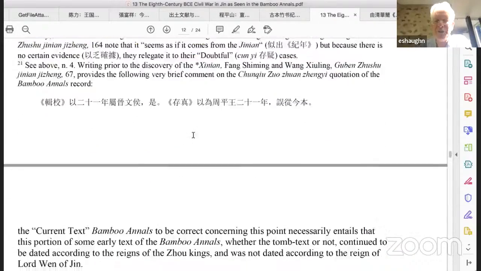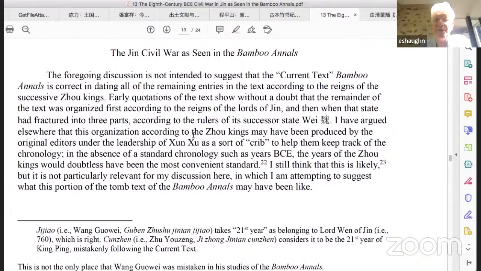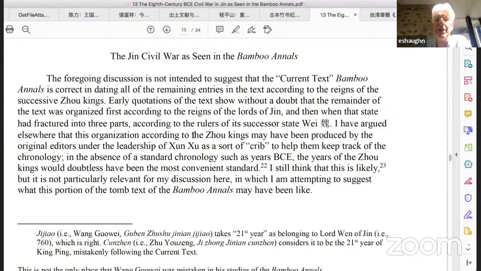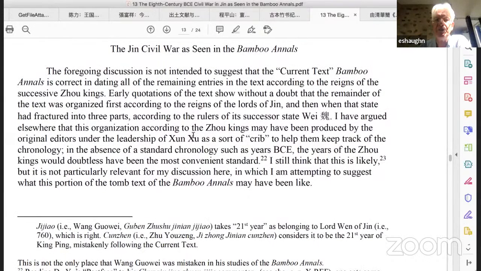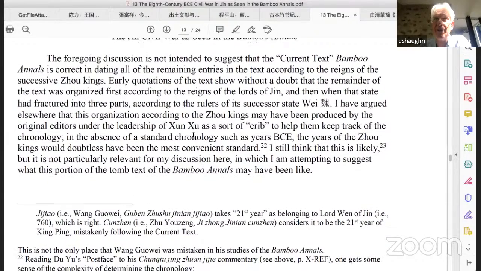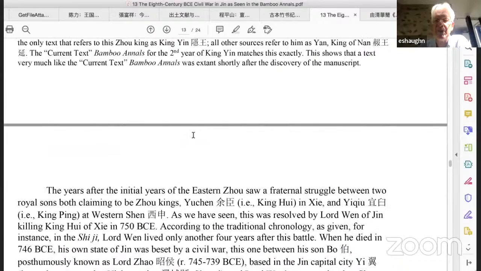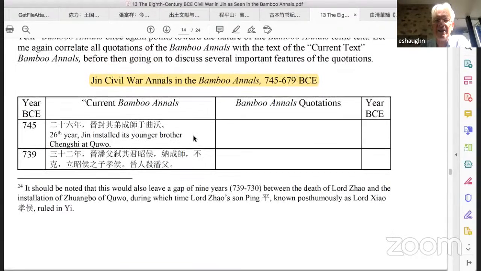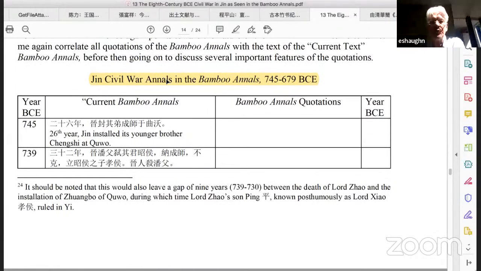Now, if we look at the quotations again of the Zhushu jinian, what we would normally call the Guban Zhushu jinian, we'll find that these quotations start with the reign of Zhuangbo. Here, these are annals that have to do with the Jin Civil War between 745, after the death of Jin Wen Hou. So this is during the reign of Zhao Hou and so forth, on down to Shuwo Wugong.